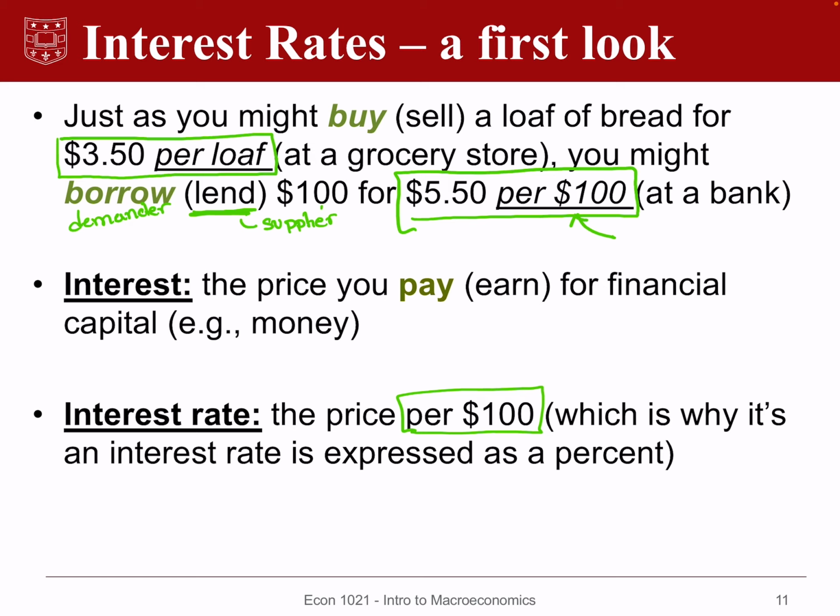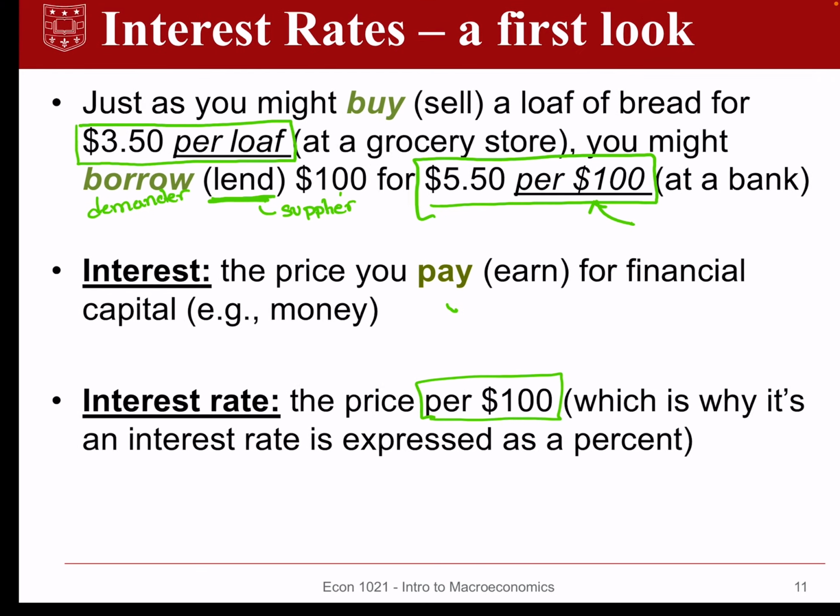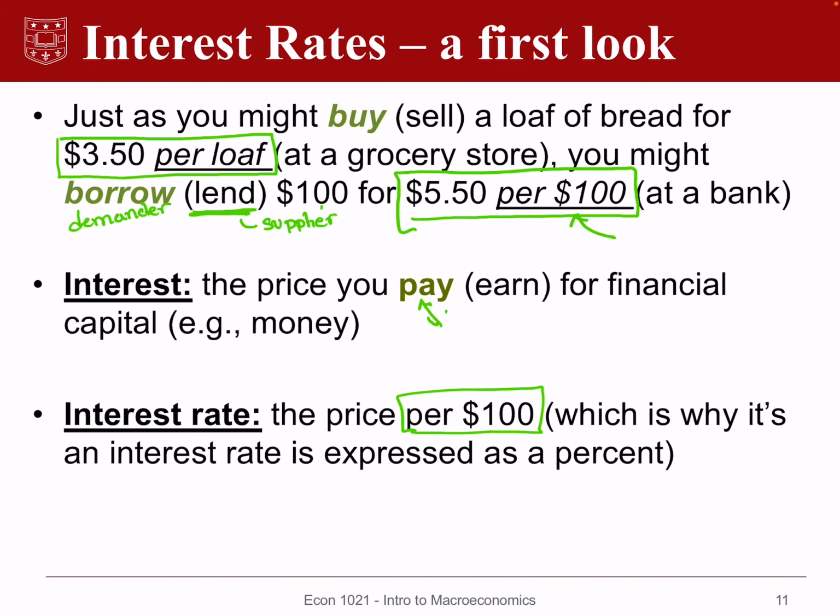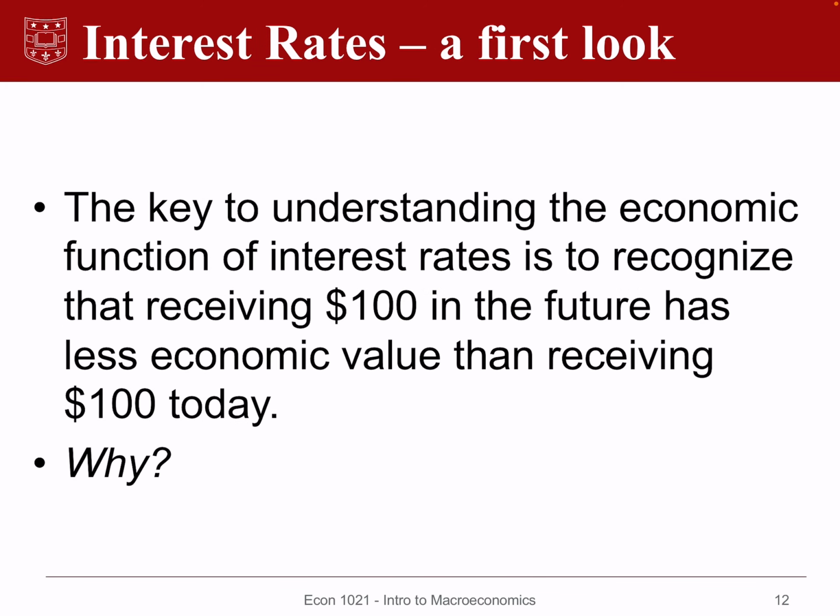So what is interest? Interest, the overall level, like $5.50 per year, for instance, is the price that you would pay if you were the borrower or earn if you're the lender. So again, the payment is by the borrower. The earning is by the lender for trades in financial capital. So one type of financial capital is money. And so we'll talk about money systematically in the next set of notes, but that's what we're going to be talking about here.